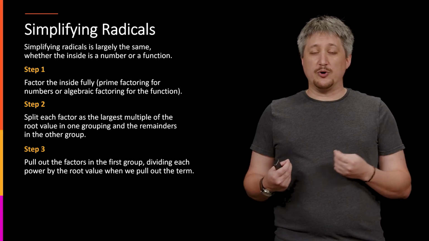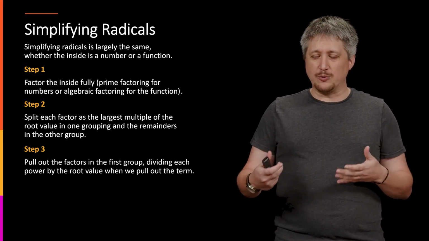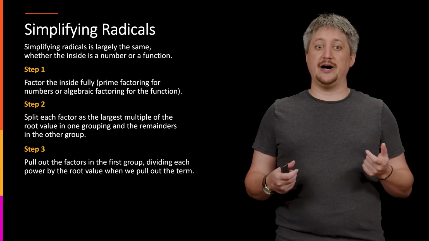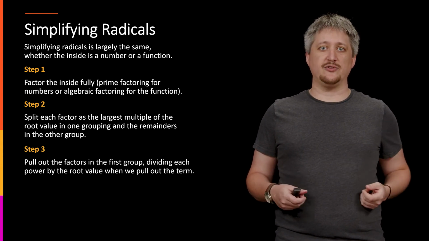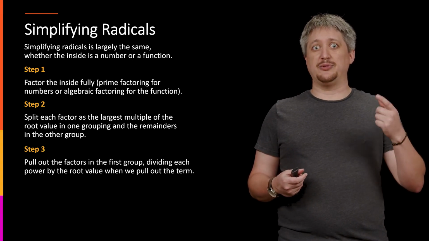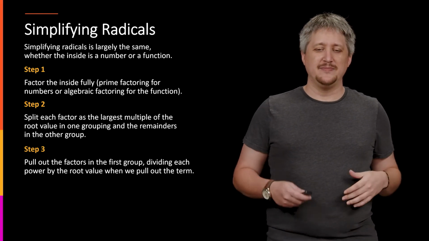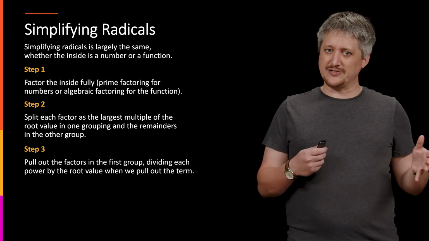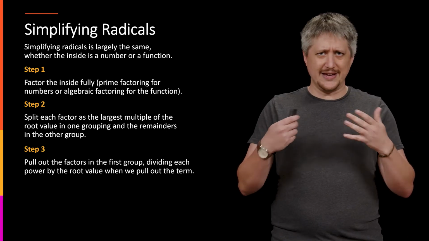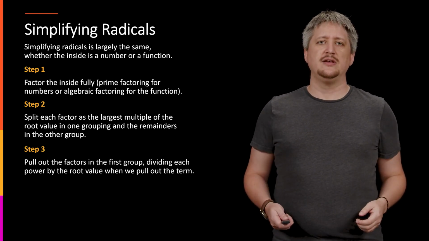Step 3, we pull out those factors and do whatever the root is, and the way that works is that we're dividing each of those powers by that root value as we pull it out. So if you're looking at a cube root and you're pulling out an x cubed, it would be x to the 3, right, because x cubed divided by 3 because it's a cube root. So that's the same sort of process all the way through. And again, true for numbers as it is for algebraic factors.